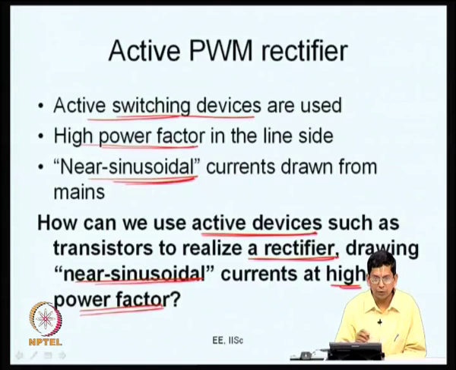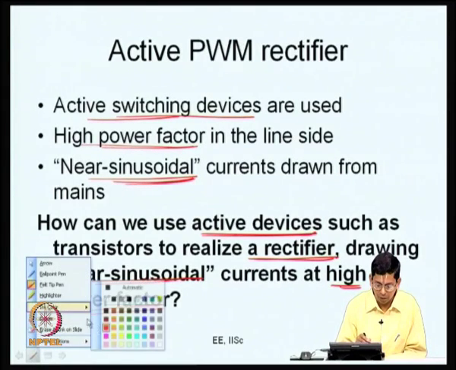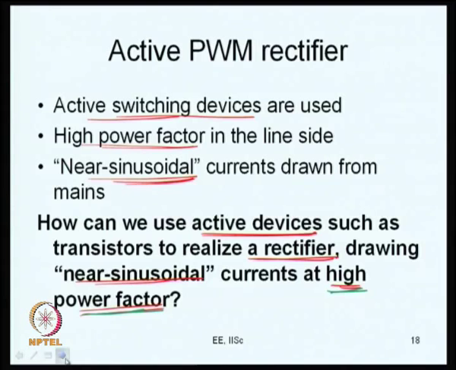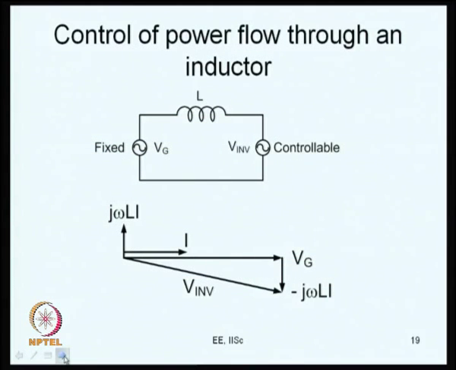So, first we will focus on this in the next few minutes. The first focus will be on high power factor. How do you first ensure high power factor here? That is what we are going to look at now. Let us say you want to control and have an inductor. Let us say we have an inductor like this. So, the inductor is supplied to the mains voltage.